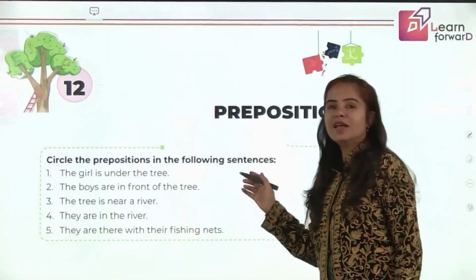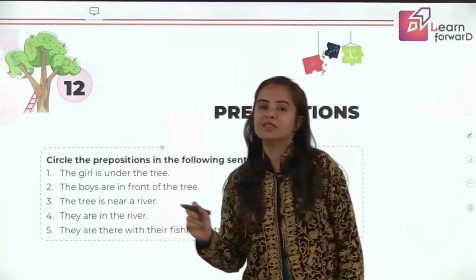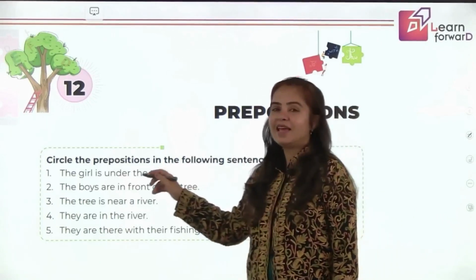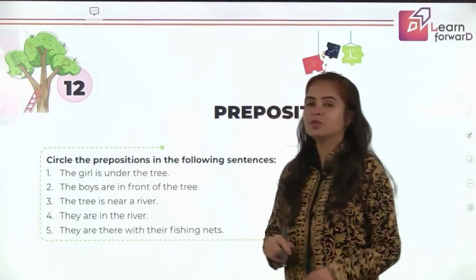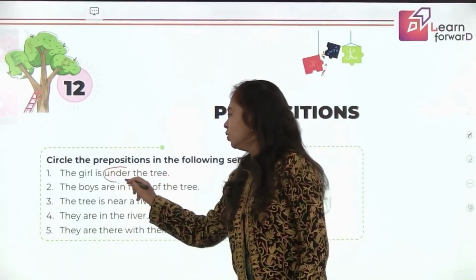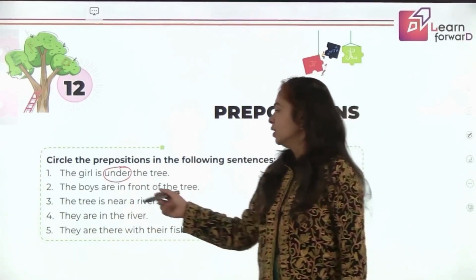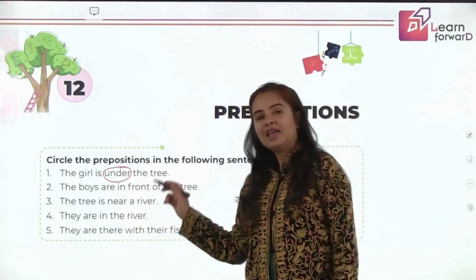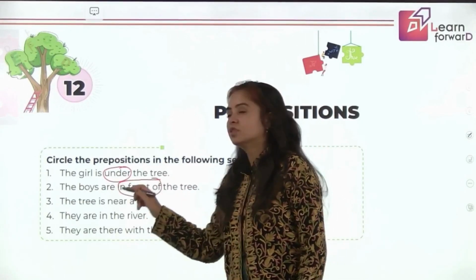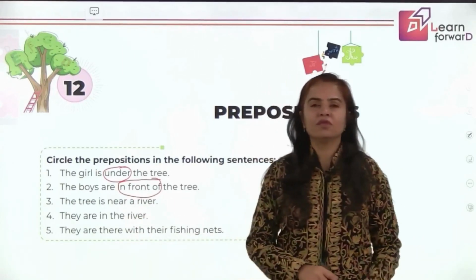So, here is an exercise. Circle the prepositions in the following sentences. So, let me see how much you can do that. Yes, in the first sentence, what is the preposition? The girl is under the tree. Very good. So, it is telling you the position of the girl in respect to the tree. Next, the boys are in front of the tree. Yes, in front of. This whole is the preposition. Good.